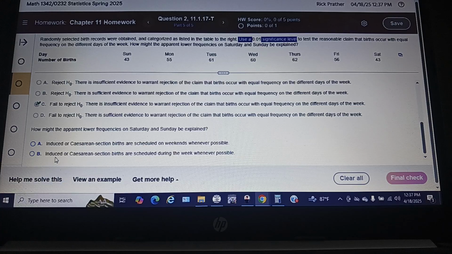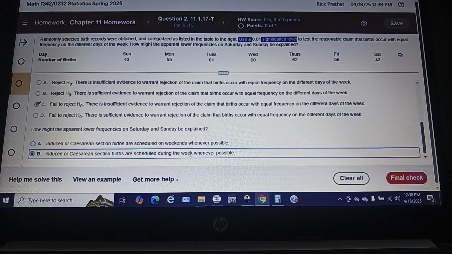See how it says induced or cesarean section births are usually scheduled during the week when possible, because that's when they have the main doctors there. So maybe that's what could cause those to be a little lower. They could be all equal if not for weekends, but because the doctors don't work 7 days a week, they're going to get 2 days off. So then, in most cases, unless it's an emergency, they can just push it back to a weekday or do it before the weekend comes. So that's definitely a possible explanation why.